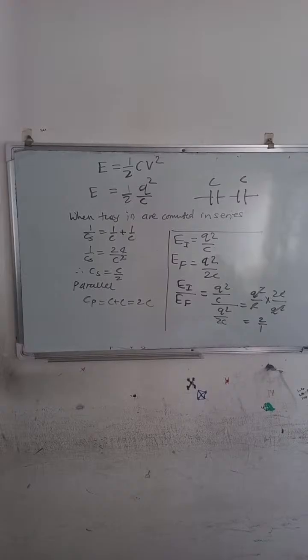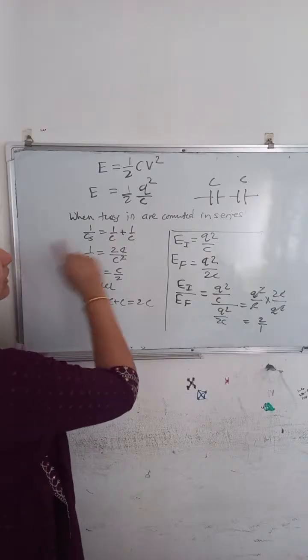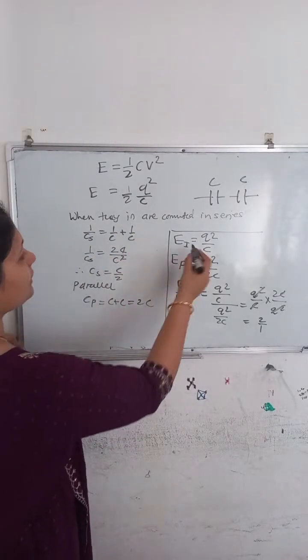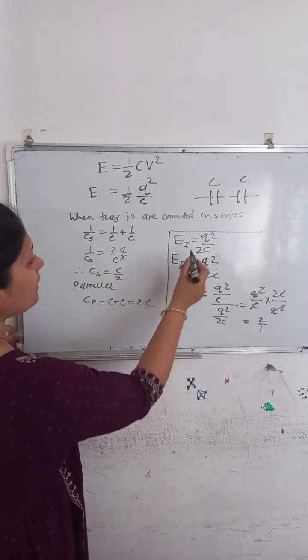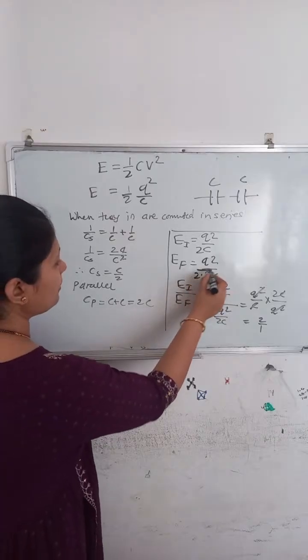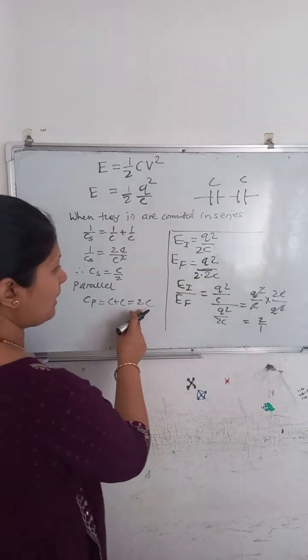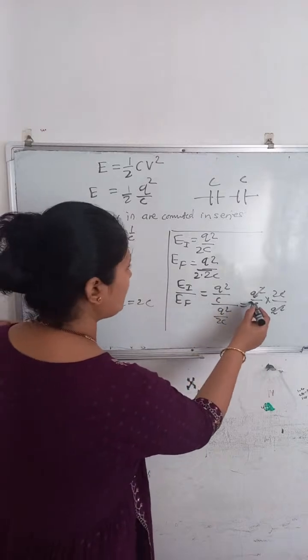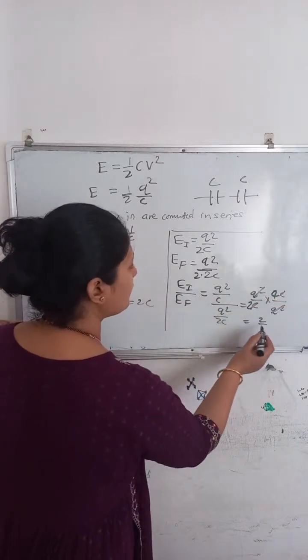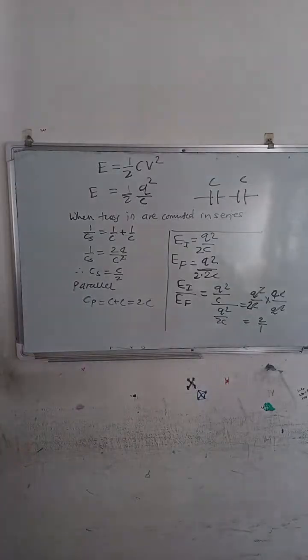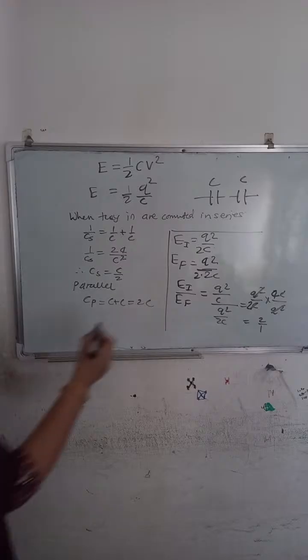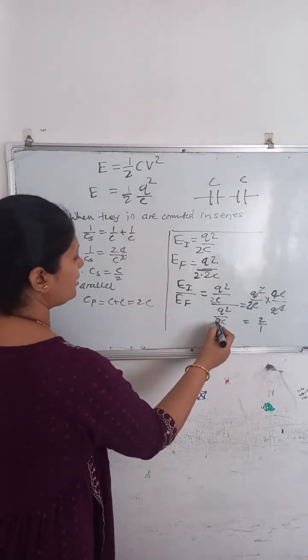Initial is Q square by C. This is 2, sorry, and here 2 into 2 because this is 2C. Then here it will come 2 and here it will come 4. The answer is 2 by 1 only. 2 twos are 4. Copy this. Here also it comes 2C and here 4C.